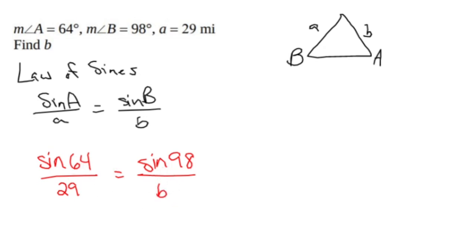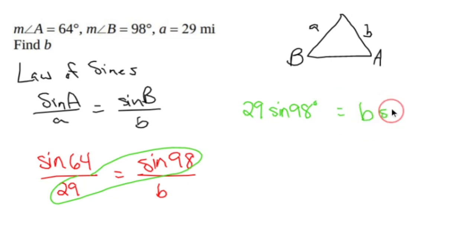So whenever I have a proportion, a fraction equals a fraction, you use the good old crisscross applesauce method. So I have 29 times sine of 98 degrees is going to equal b times sine of 64 degrees. I did this ahead of time to save a little bit of time. 29 sine 98 when multiplied out is 28.7178. b is still b, so I'll put b over here, just to keep it looking nice.